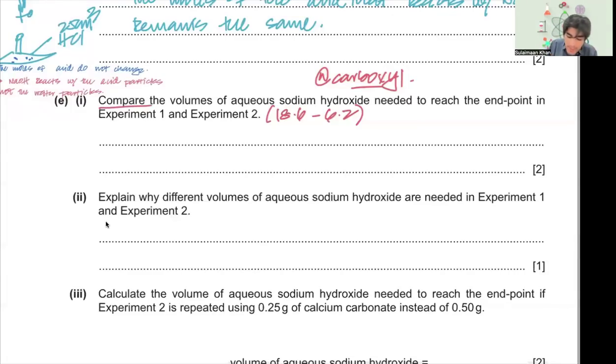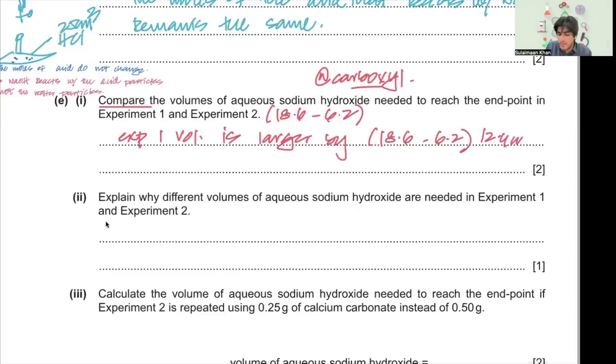So he's just saying compare it. Don't tell me the why, just compare it. So experiment 1, volume is greater or larger by how much? 18.6 minus 6.2. By how much? By 12.4 cm cube. And literally that's what's giving you marks. One for 12.4 and one for stating that it's larger.